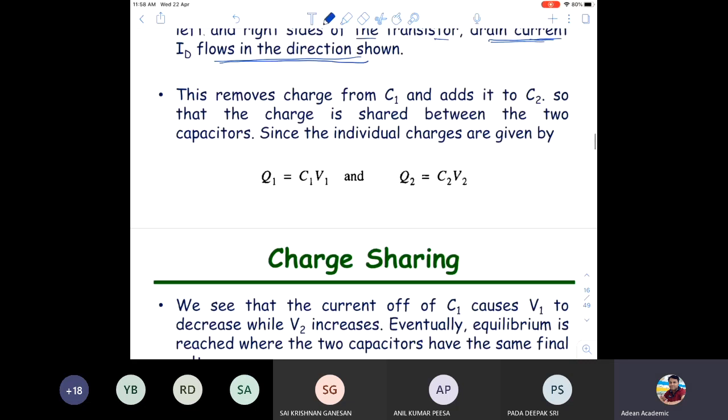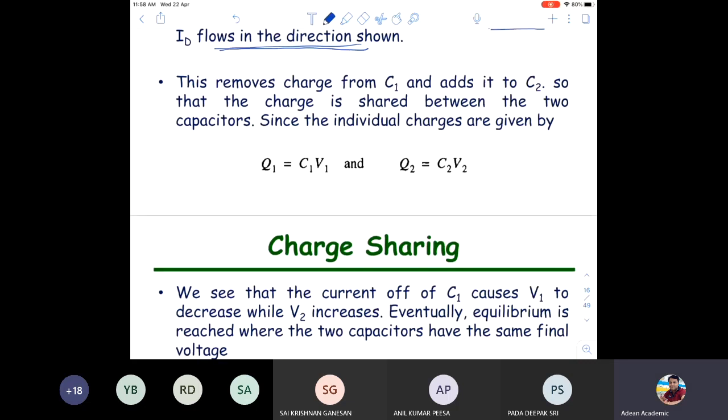Okay, now this removes the charge. Now what is happening? Vmax was the initial charge in capacitor C1. What is happening to that charge in C1? Decreasing. That's why it removes charge from C1 and adds it to C2. That means charge is removed from C1 and added into C2. That means both the capacitors are sharing the charge, so that the charge is shared between the two capacitors.